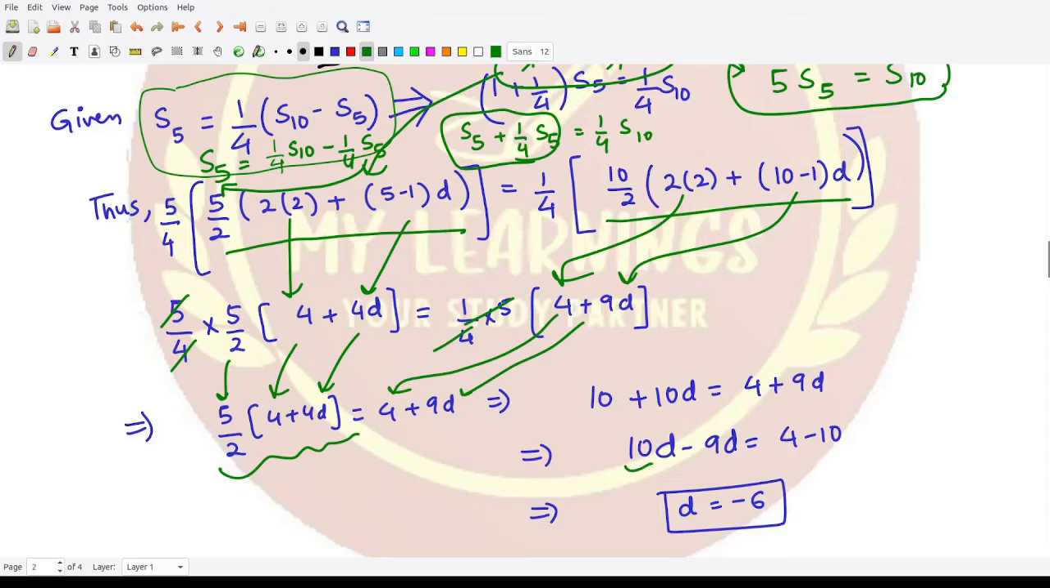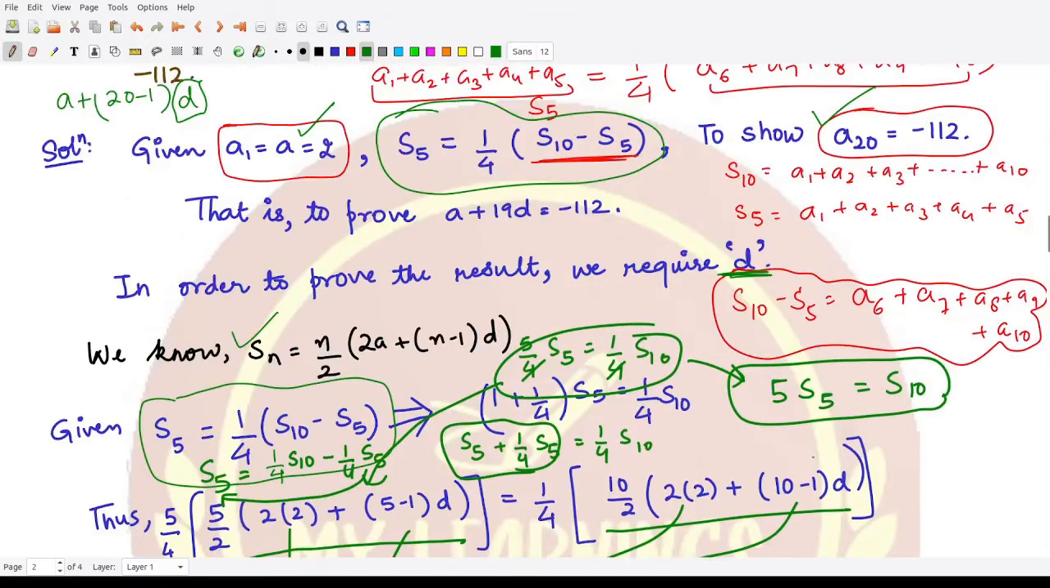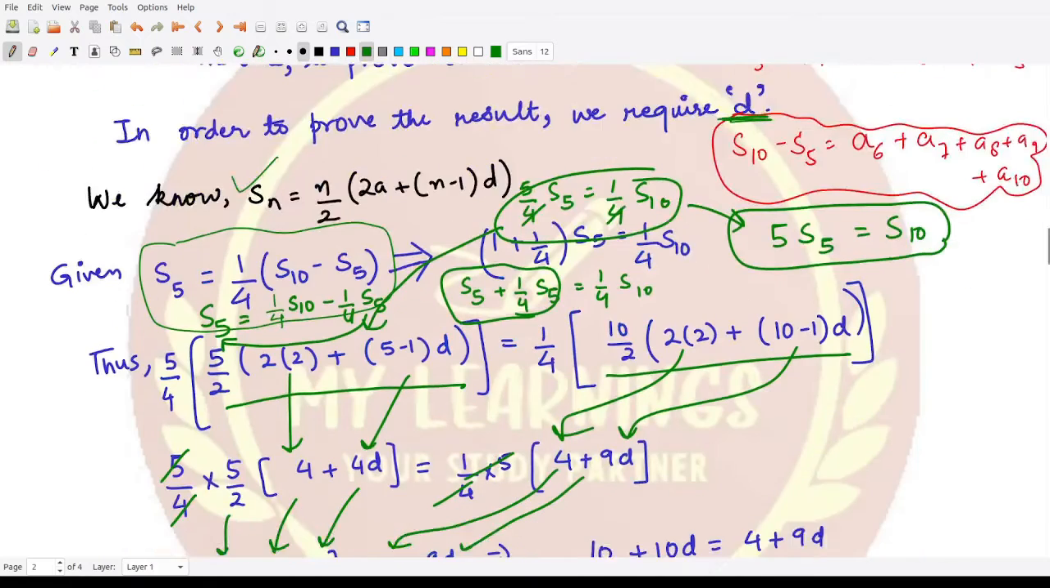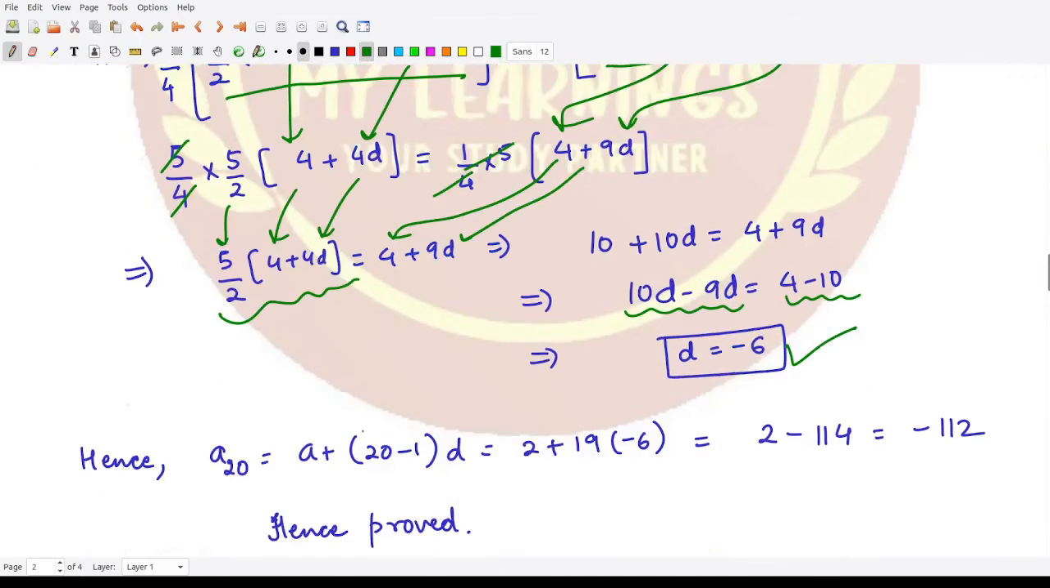So you can shift all the D terms on one side and the constant terms on the other, simplify, and you obtain the value of D. Now once you have the value of D, we are done with our question. Why? Because we wanted to show that A20 is equal to minus 112. So we can very easily calculate the value of A20 from here.